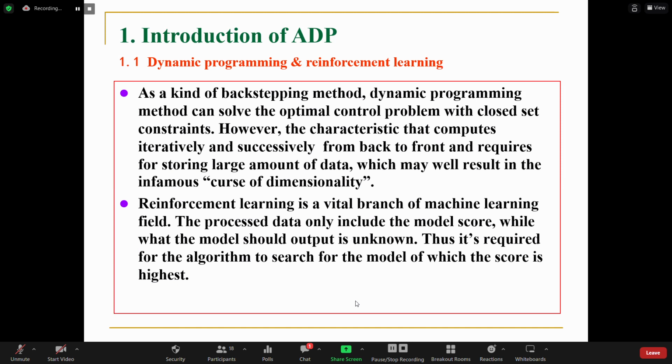Reinforcement learning is a vital branch of machine learning field. It is a very hot spot. The processed data only include the model score, where what the model should output is unknown. Thus, it's required for the algorithm to search for the model of which the score is highest.